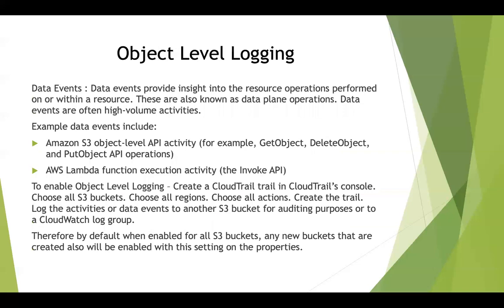When it came to object level logging, we saw that it was different from server access logging, because server access logging gave details regarding who accessed that particular bucket, what was the action they wanted to do, and what was the bucket name, and so on. But when it came to object level logging, we described that it was API actions on the object, API actions on the bucket. So something along the lines of get object, delete object, and put object API actions.